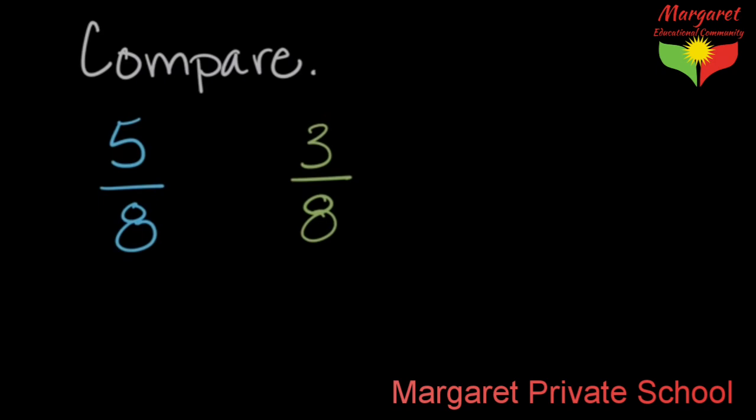Here we can try one more, but this time let's not draw the picture. Let's just think about what they mean and see if we can figure it out. So for 5/8 we have a whole, and it's been divided into 8 equal pieces. For 3/8, same thing, 8 equal pieces. But here in 5/8 we get 5 of those pieces, and in 3/8 we get 3 of the pieces.